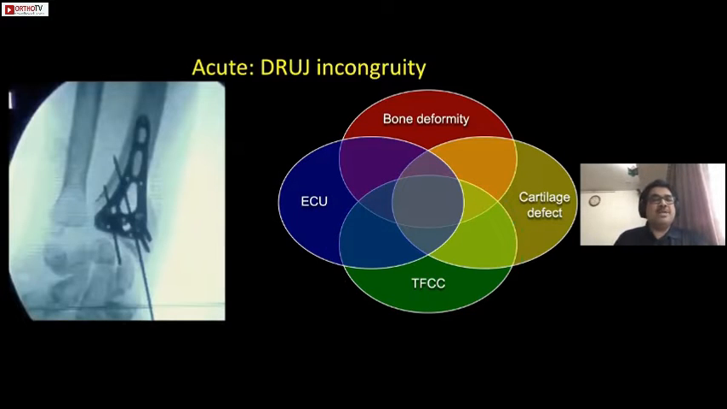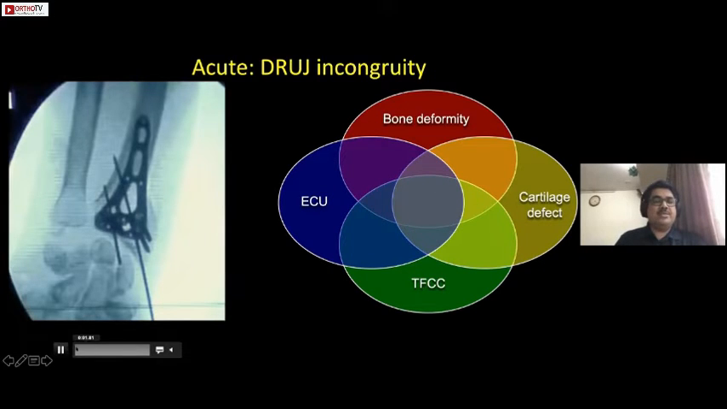The second point is about the bony impingement that happens in the DRUJ after a distal radius fracture. Again, just to get used to this algorithm, it's a bony deformity.